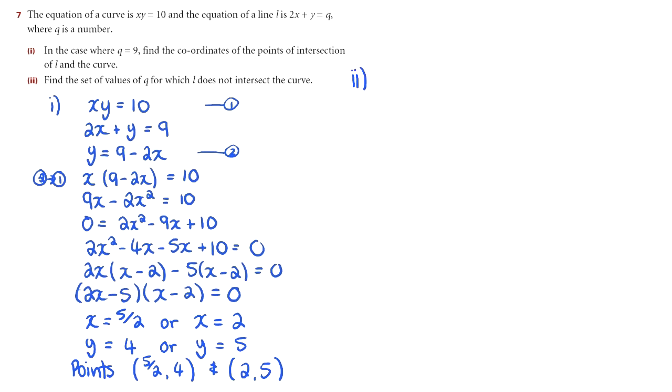Part 2 is very similar to part 1. We start with the equation again, xy equals 10, but this time we don't have a q value. So let's rearrange it to get y equals q minus 2x. Once we do that, we can substitute it straight into the first equation, and we get x in brackets q minus 2x equals 10. All right, what are we doing here? We're actually trying to solve to find points of intersection.